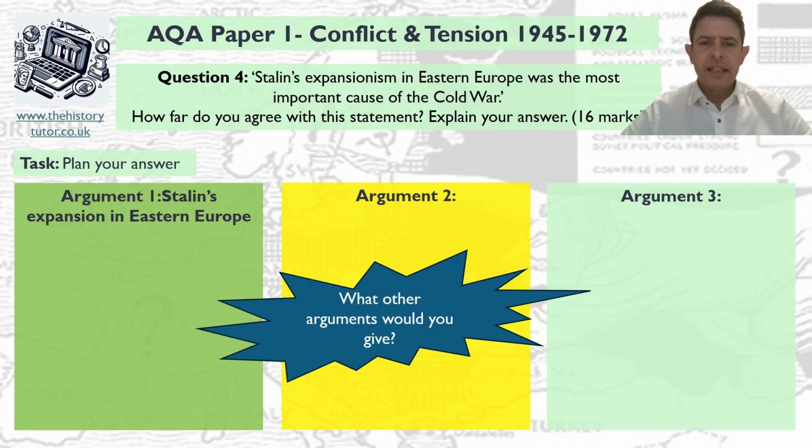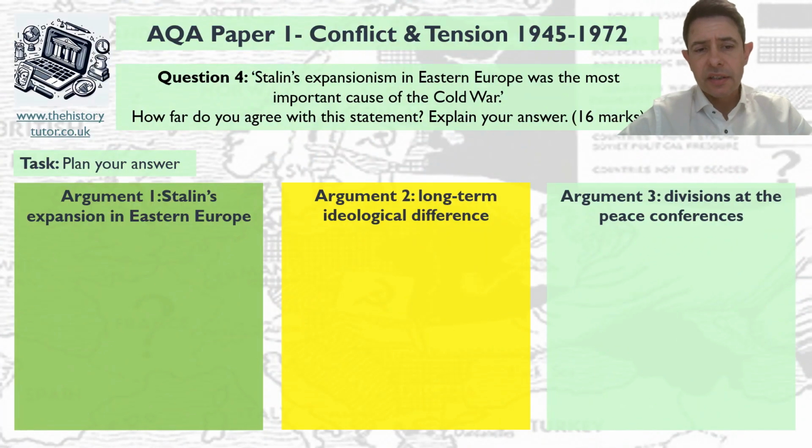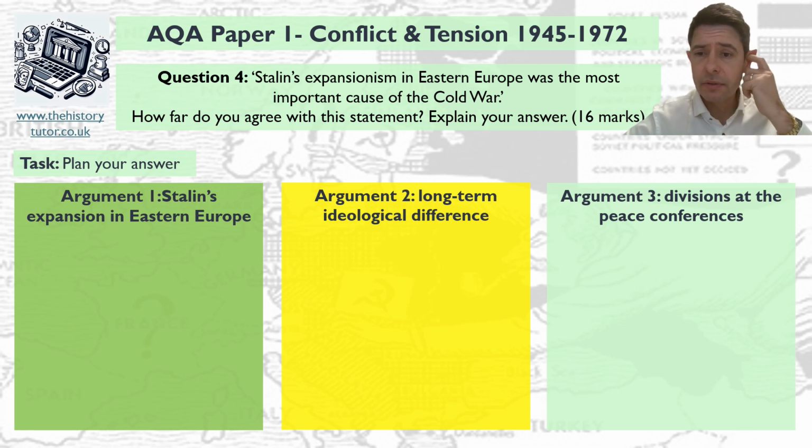Okay, so here are my ideas. Argument 1 is Stalin's expansion in Eastern Europe, which is in the question. But what about other causes? Long-term ideological difference. Historians always talk about ideological difference being a really key difference here: communism versus capitalism. Argument 3 could be the consequences of the failed peace conferences.